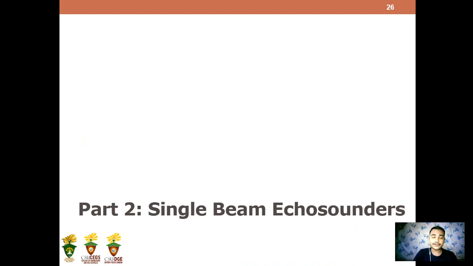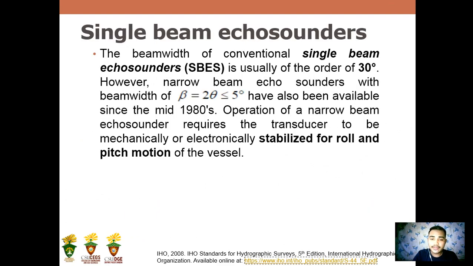Alright, so much for part 1. Let's go to part 2, which talks about single beam echo sounders. The beam width of a conventional single beam echo sounder, or SBES, is usually in the order of 30 degrees. That is the spread, so to speak, of its coverage.